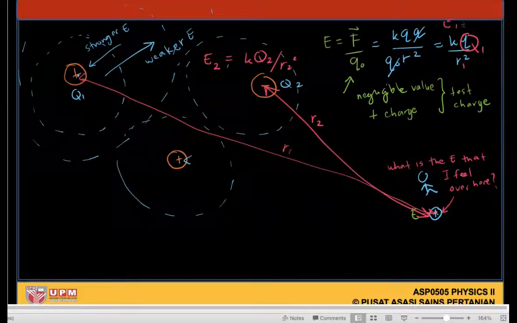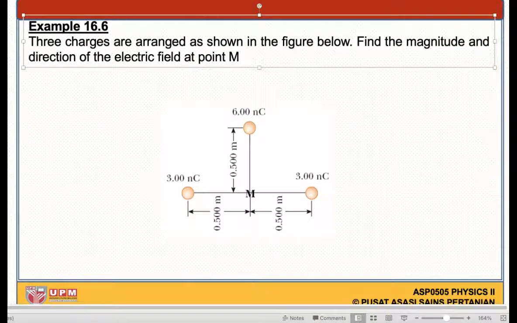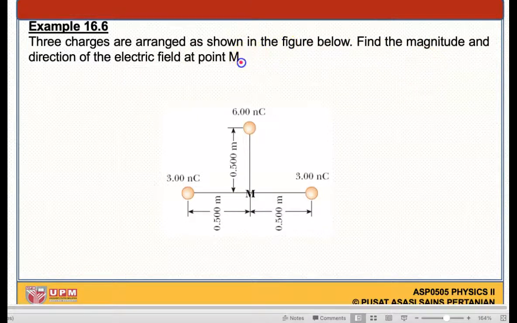Let's do that. So this question, I believe this is part of your lecture. If not, then just stay tuned. Three charges are arranged as shown in the figure below. Find the magnitude and direction of the electric field at point M. It doesn't say it's a charge, it's a point, right? Remember, when we want to know the electric field at a point, we need to put in a test charge.